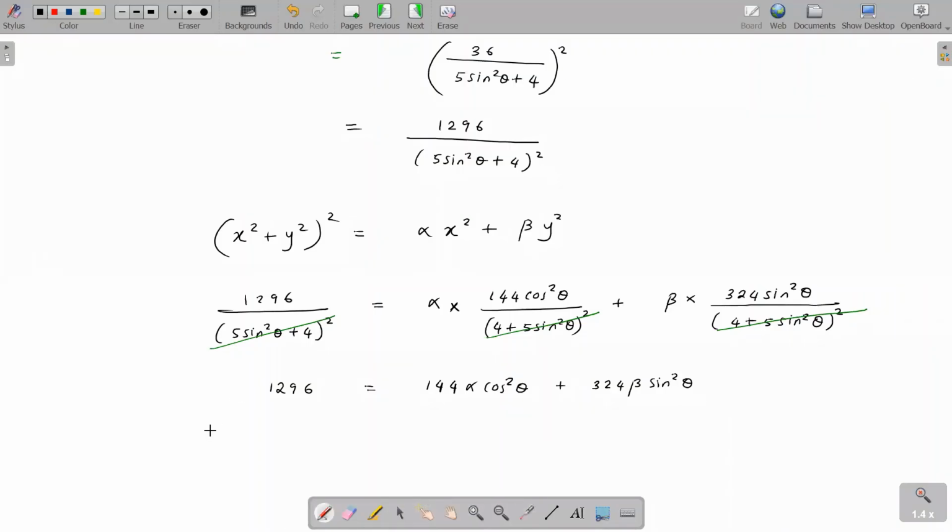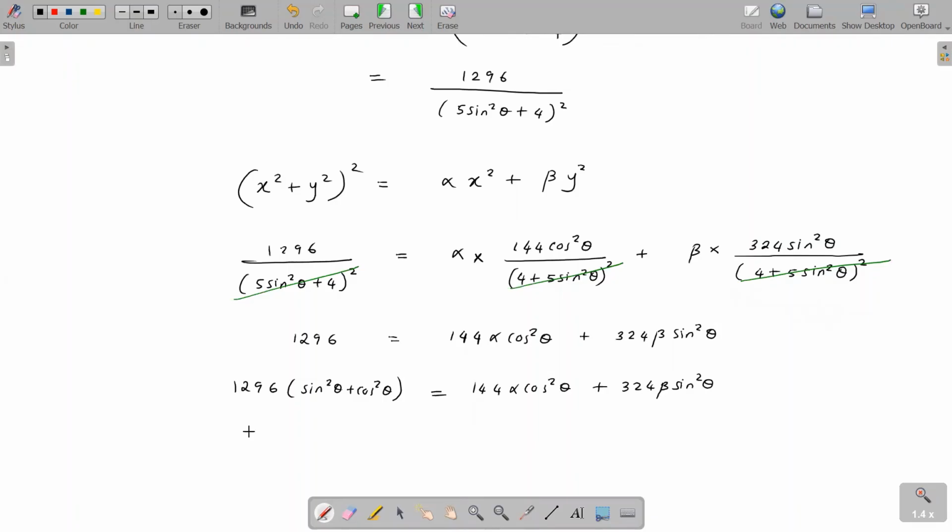So what we do here is, we take 1296 into 1 as sine square theta plus cos square theta. Is there any difference in what I'm doing here? No, right? Sine square theta plus cos square theta is basically a 1. So the reason why I input it there is because we need to create the sine square cos square coefficient on both sides. So we could do a comparing coefficient. So we could compare. And I get here 1296. I'm comparing for the cos square. Let's compare for the cos square first.